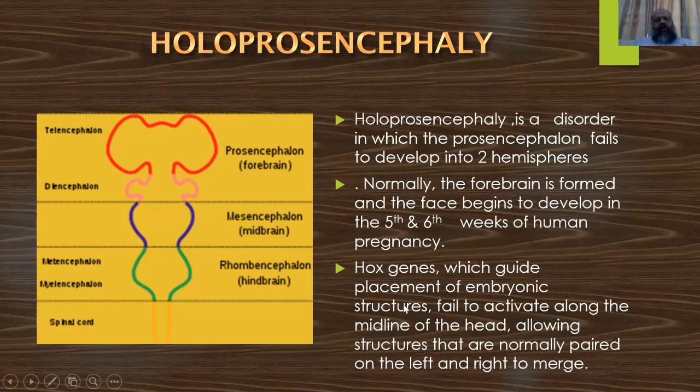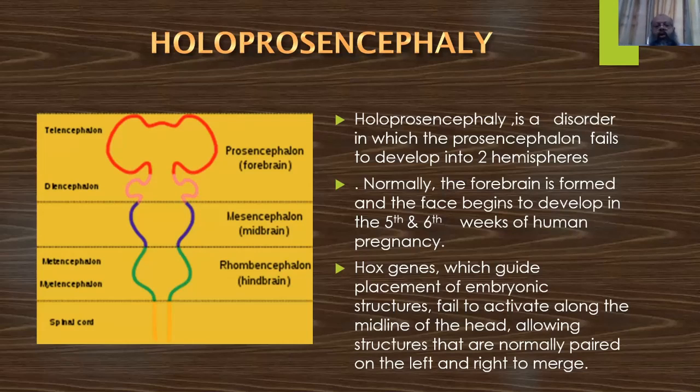Hox genes, which guide placement of embryonic structures, fail to activate along the midline of the head, allowing structures that are normally paired on the left and right to merge. So the Hox-linked gene is defective in holoprosencephaly, which, if present, will allow differentiation between right and left eye, right and left ear, and the structures which are two in number in the face.